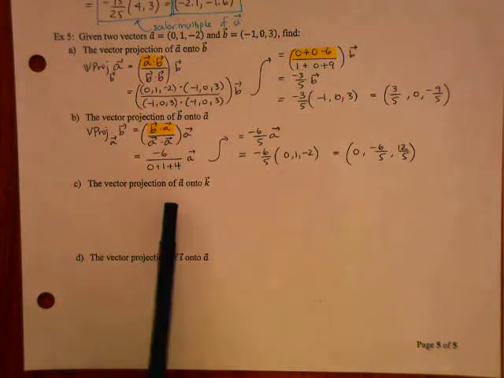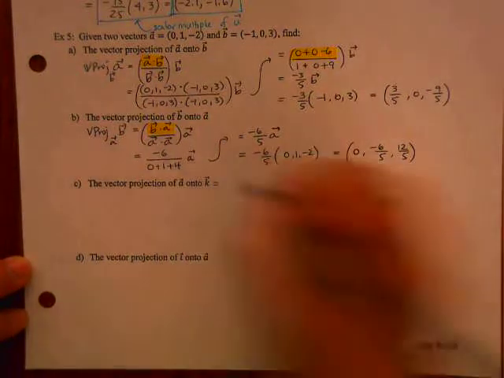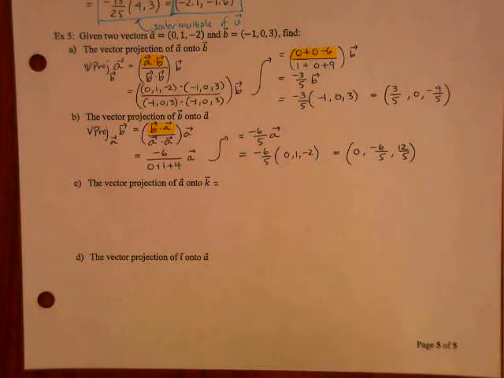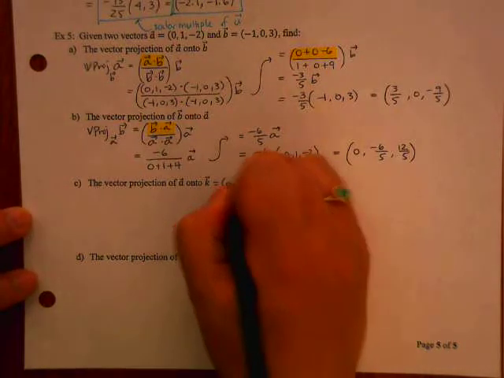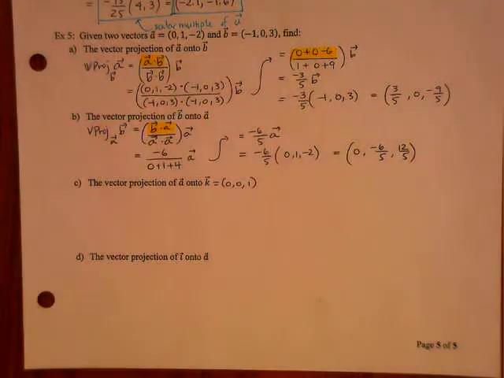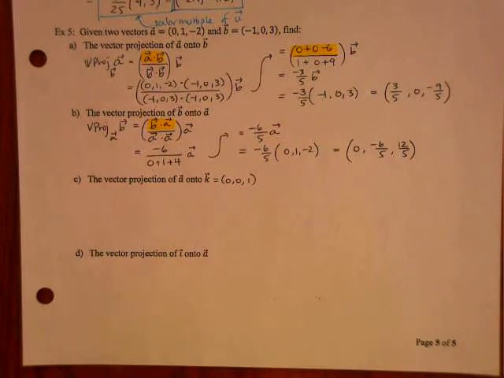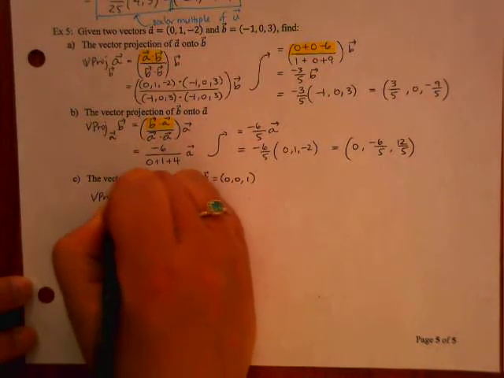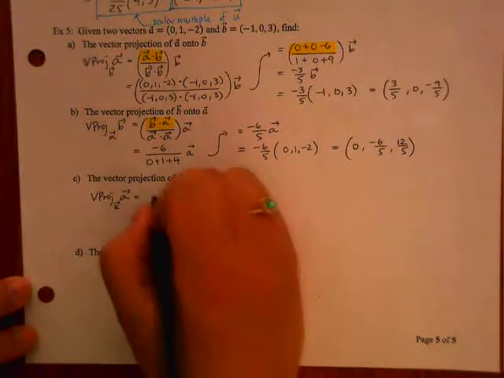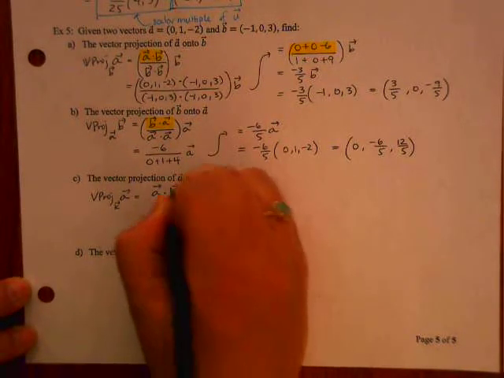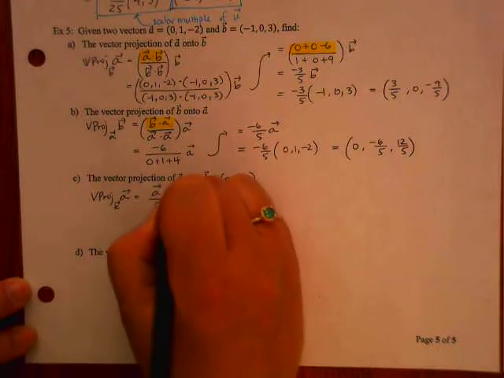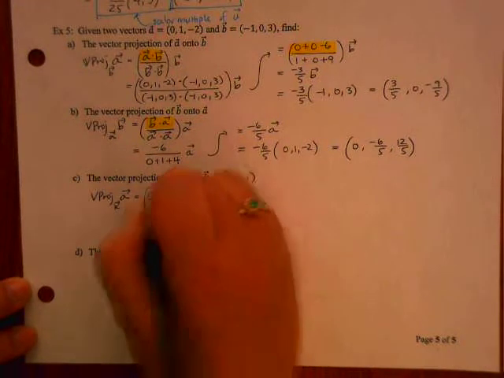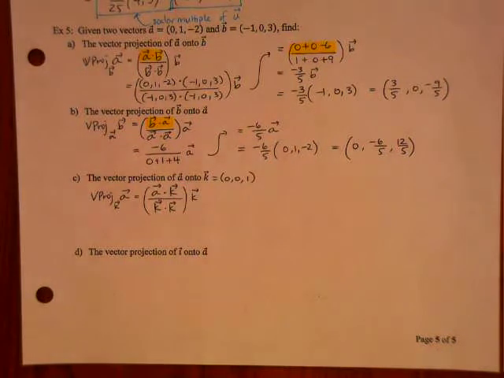For the vector projection of A onto K, remember K is the unit vector on the positive z-axis. So its components are (0, 0, 1). Remember, I is (1, 0, 0), J is (0, 1, 0), K is (0, 0, 1). So the vector projection of A onto K is going to be the dot product of A with K over the dot product of K with itself, in the direction of vector K.